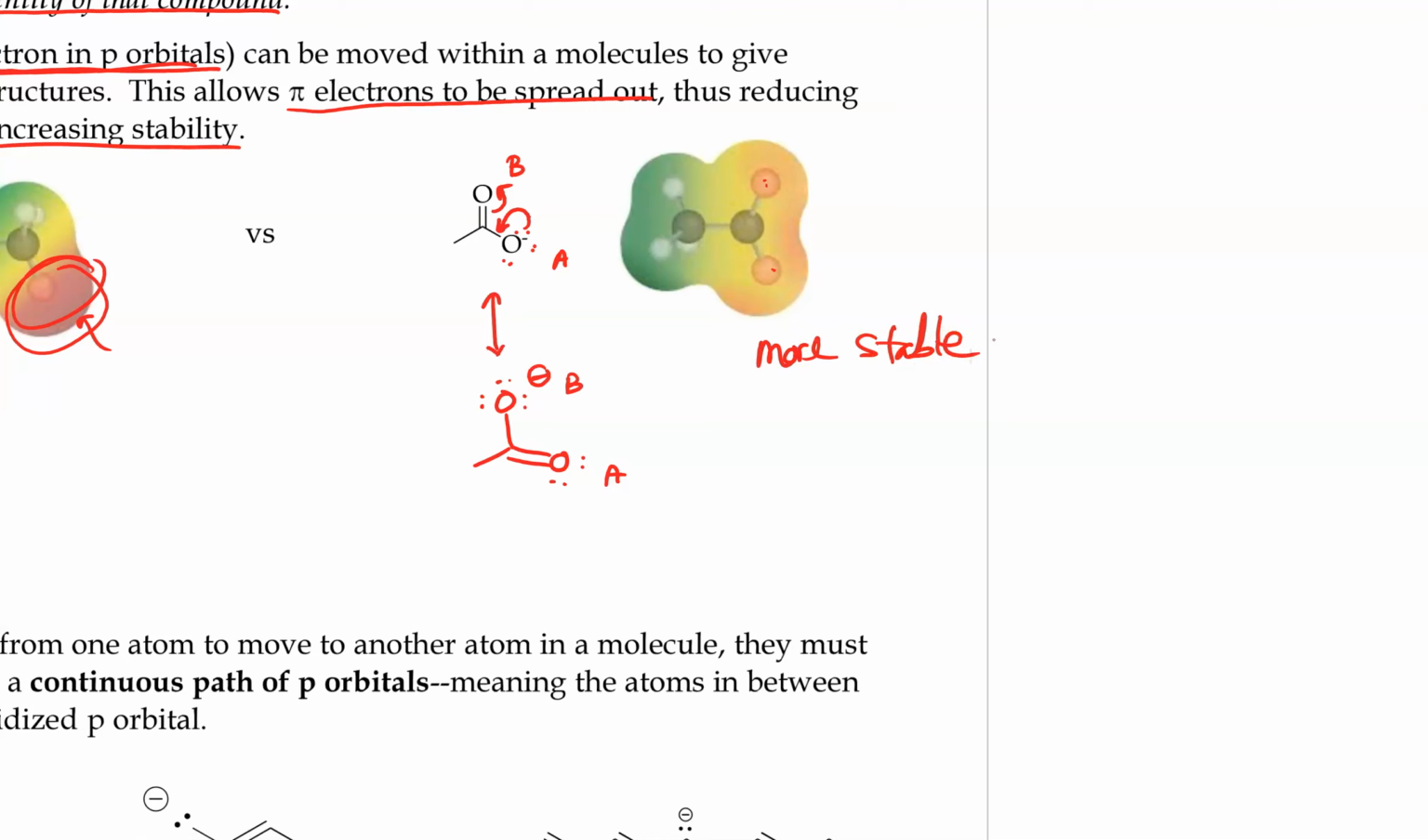So resonance is one very important factor that can affect the stability of a set of electrons in an organic molecule, and therefore it's very important that students know and recognize how to draw resonance structures and understand the significance of resonance structures.